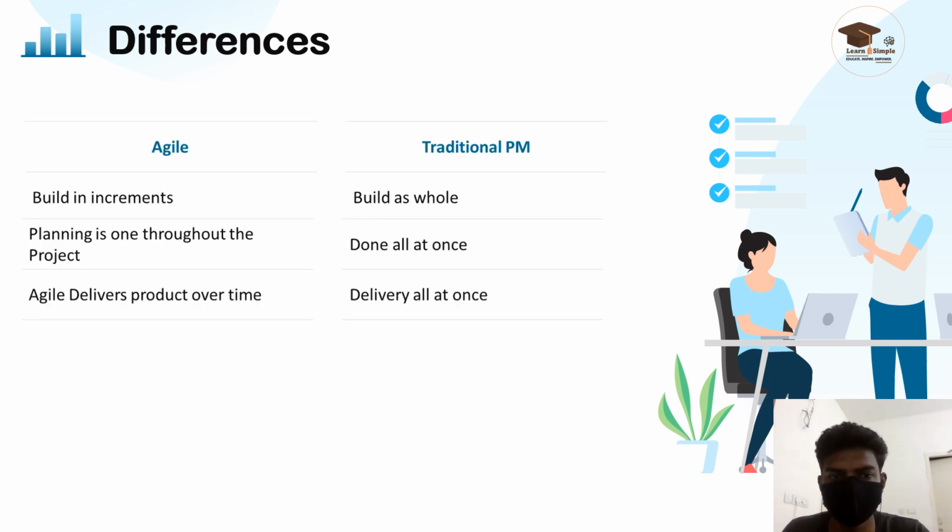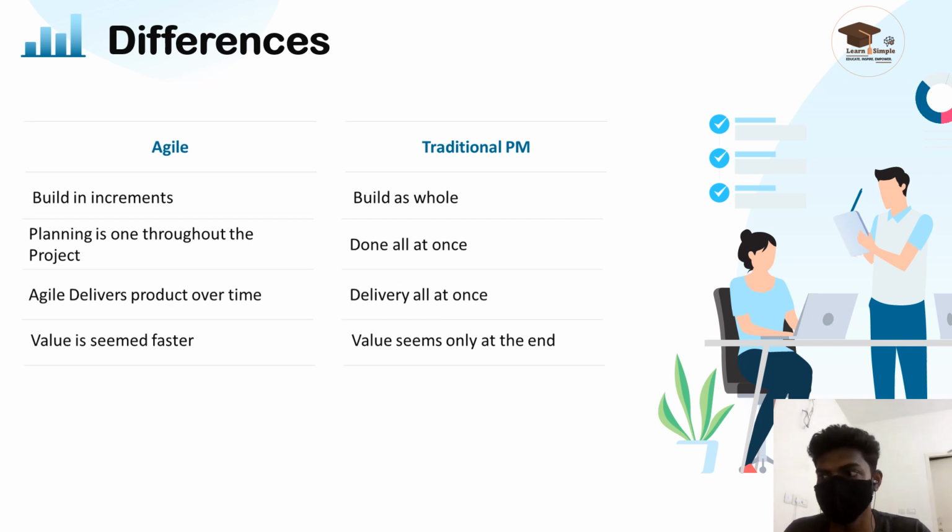The third very clear difference is that Agile delivers the product over a period of time, so the customer doesn't have to wait for the entire journey. Whereas with traditional PM, the delivery is done only at once, at the end of the closure phase. And the fourth difference is that the value is seen faster, whereas with traditional project management, the value is seen only at the end. If you are the product owner, you would be interested to see the value much faster rather than wait for years to see the value on the investment you made. That's why Agile seems to be the most popular project management approach in recent days.